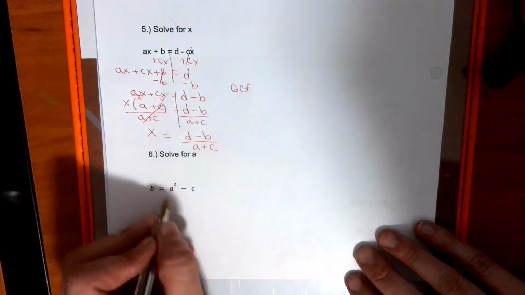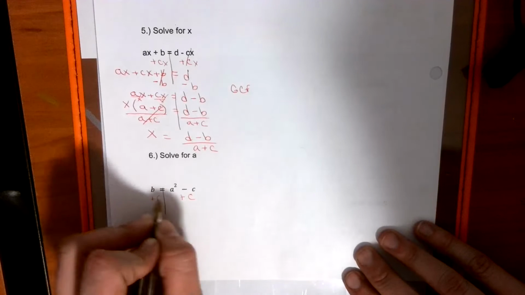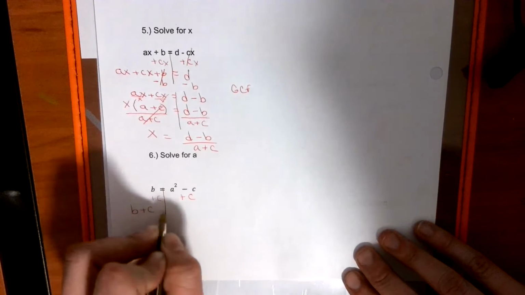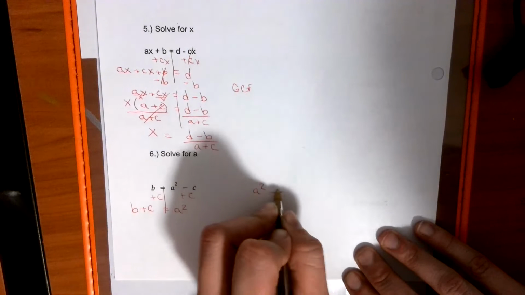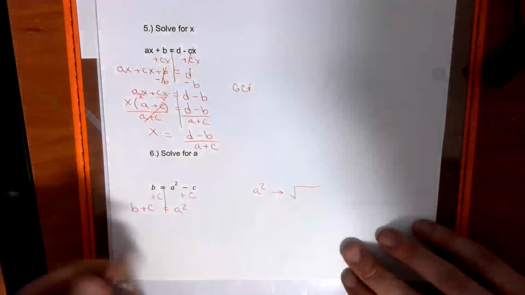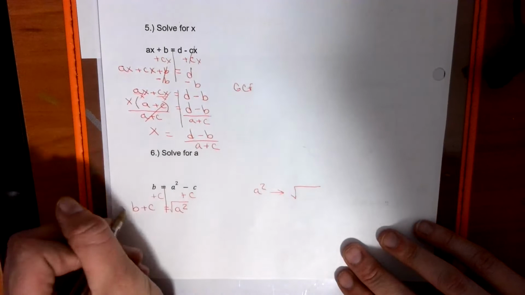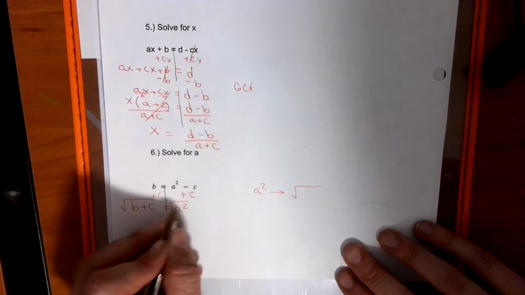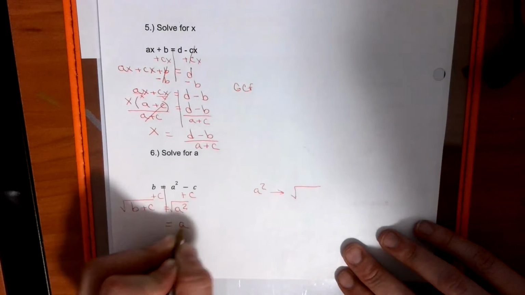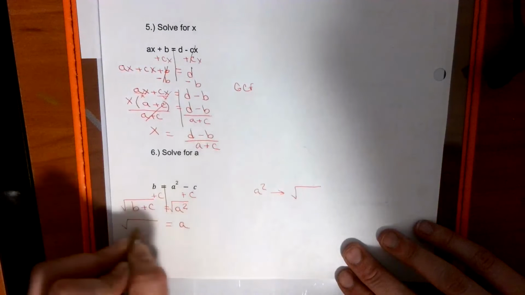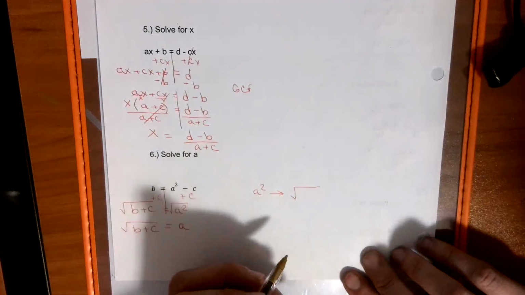Solving for a. b plus c equals a squared. The opposite of squaring is square rooting, so I can do a square root around that and a square root around that. A square root around a square pulls out whatever's inside by itself, and this side must stay in the square root. These are called literal equations.